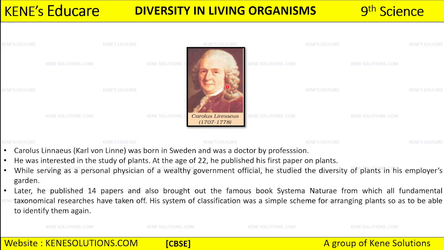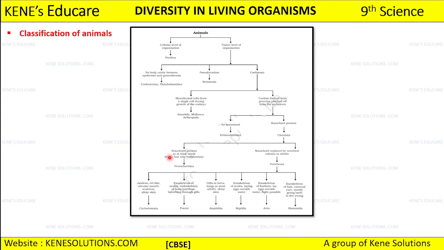So this is the classification that we have already discussed, if you remember. Now in animals, we have two different types of organization. First is the cellular level of organization, and second is the tissue level of organization. The cellular level includes Porifera. The tissue level has three parts: pseudocoelomates, which include nematodes, with mesodermal cells derived from a single cell during growth of the embryo, and coelomates, which are formed from pouches pinched off from the endoderm.